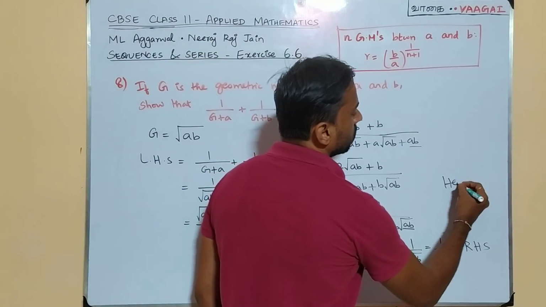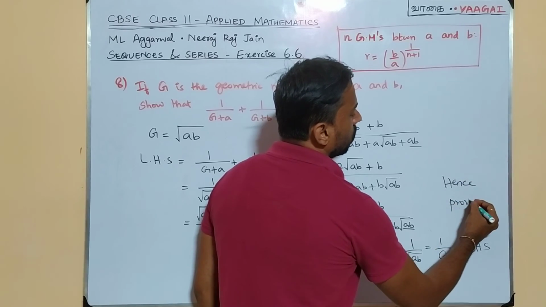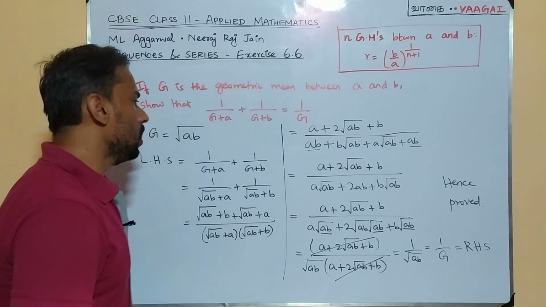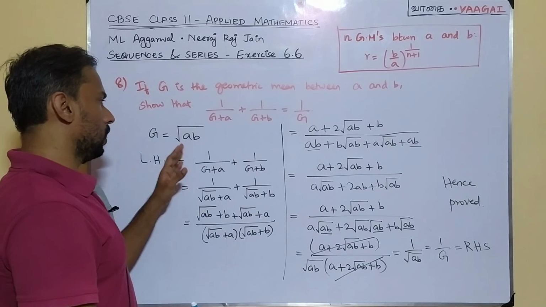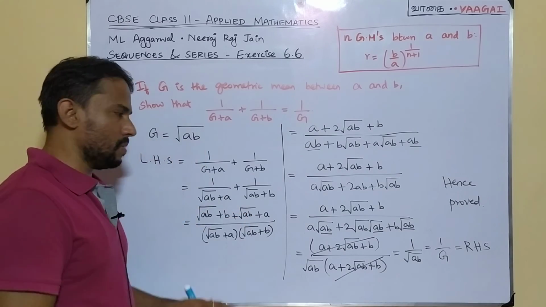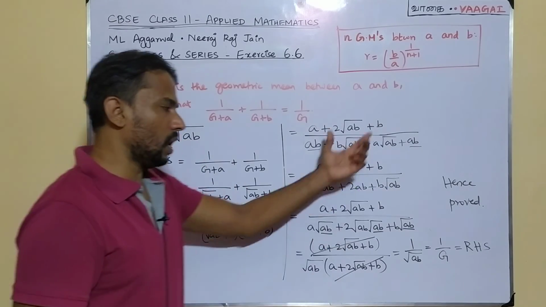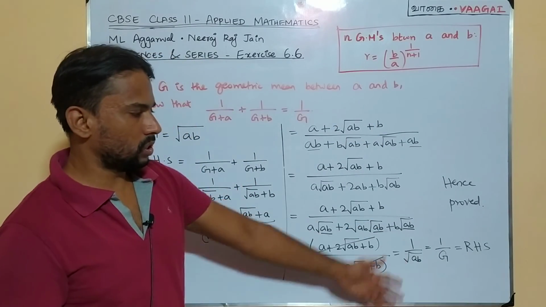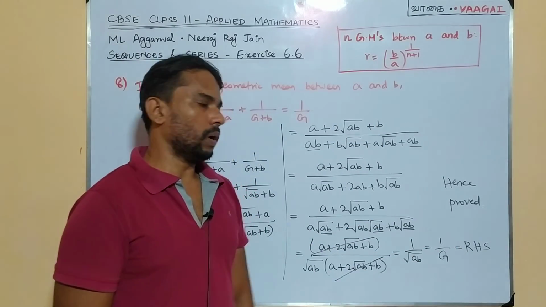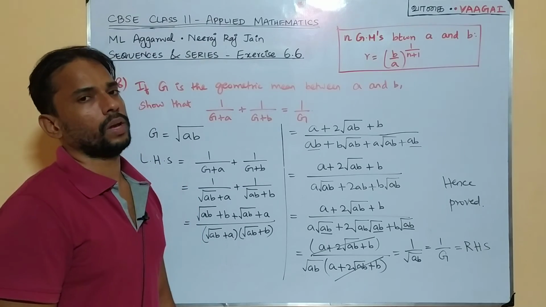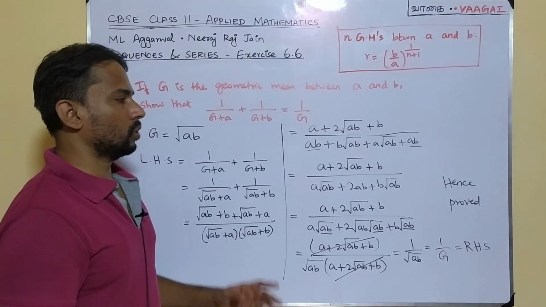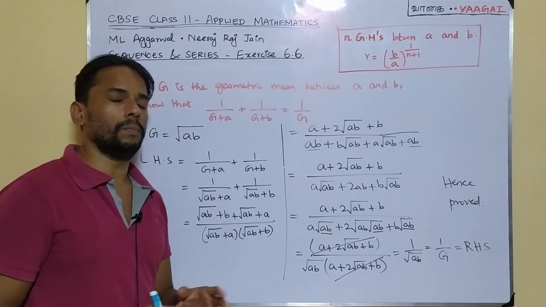Okay, so yes, I think now we are clear with the proof for question number 8. Okay, a simple adjustment only. We have to know that G is equal to root AB. Substitute it, do it carefully, and then you will be able to simplify and get the answer as 1 by G. That will be equal to your right hand side. I hope you are clear with this proof. So this is the proof for your question number 8.